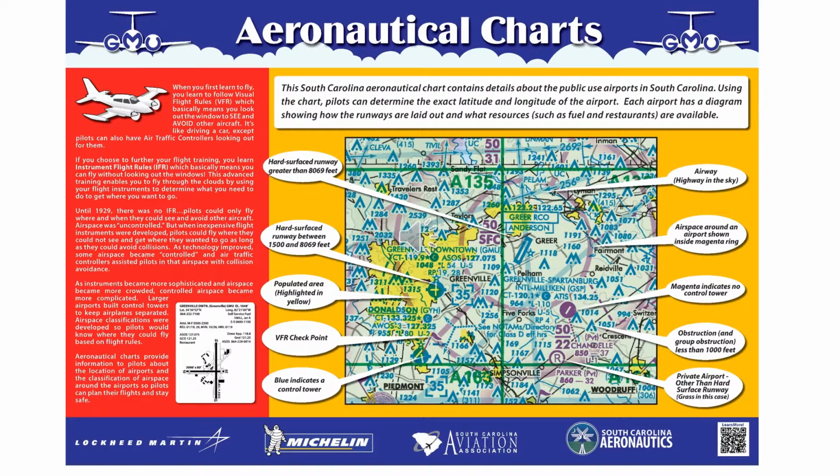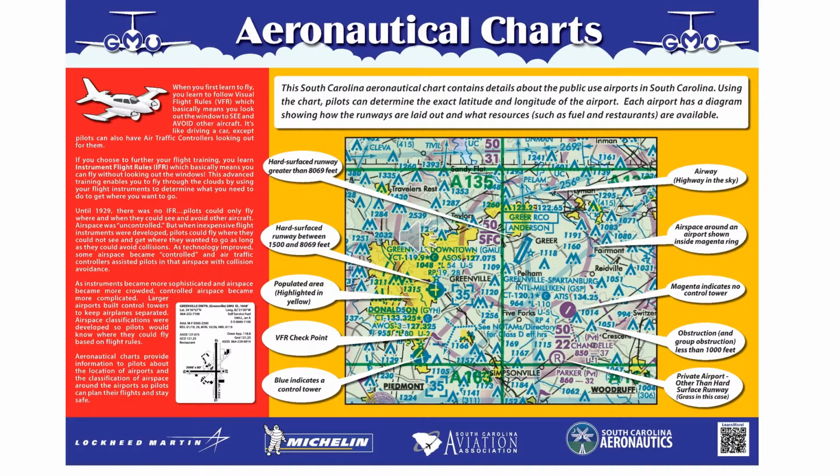This South Carolina Aeronautical Chart contains details about the public use airports in South Carolina. Using the chart, pilots can determine the exact latitude and longitude of the airport. Each airport has a diagram showing how the runways are laid out and what resources, such as fuel and restaurants, are available.